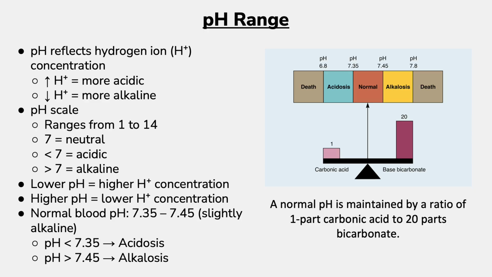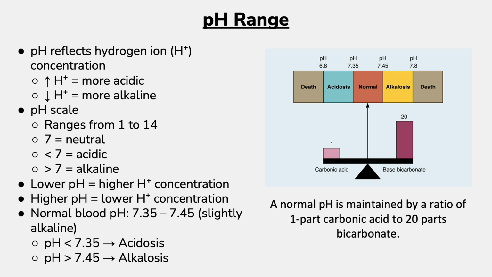So let's look at the pH range. The pH reflects the concentration of hydrogen ions in the blood. When hydrogen ion levels increase, the pH decreases, which means it becomes more acidic. When hydrogen ions decrease, the pH increases, meaning it becomes more alkaline. The pH scale ranges from 1 to 14, where 7 is neutral. Values below 7 are acidic and values above 7 are alkaline.